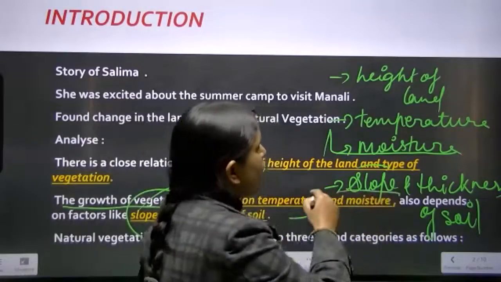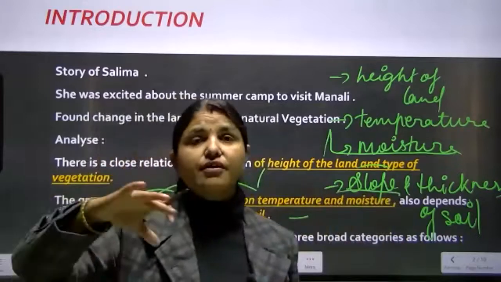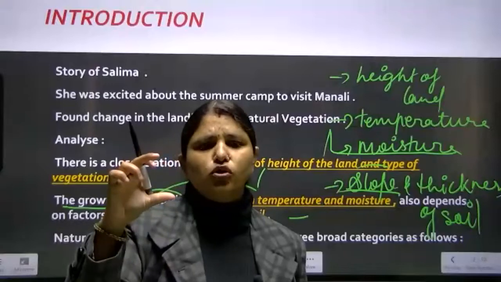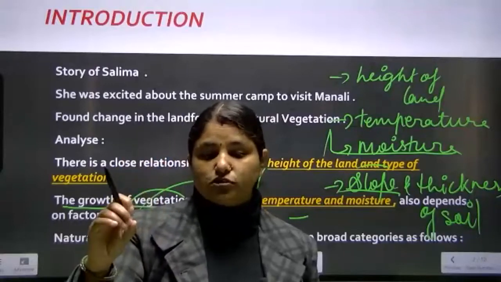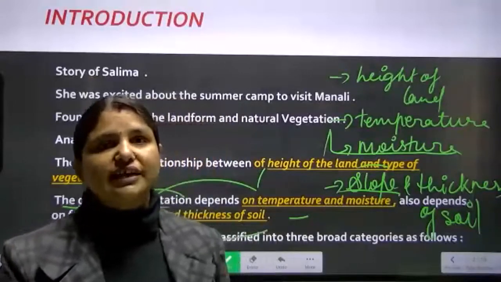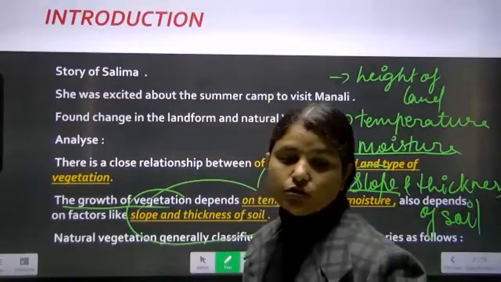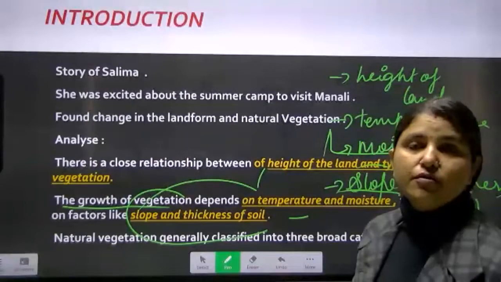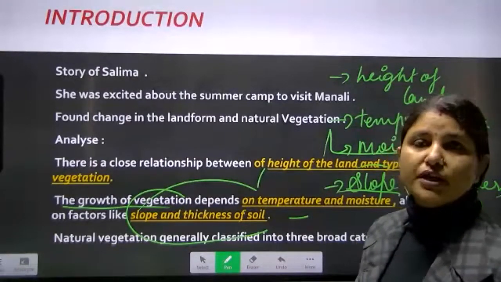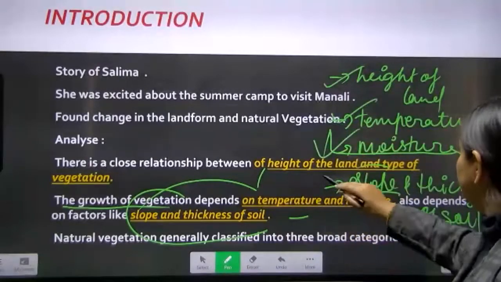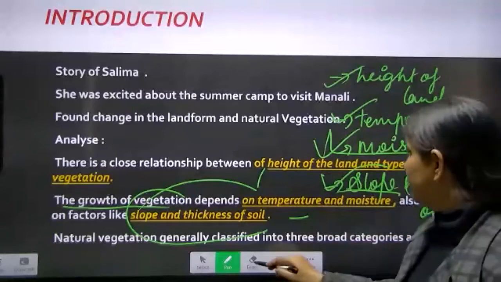And slope, we can say dhalan, which type of slope is there, or whether the thickness of the soil is more or less, these are also factors which affect the vegetation we find there. So if anyone asks you which factors affect the vegetation of a particular area, you can say height of the land, temperature, moisture, slope and thickness of the soil. I hope students this is clear to you all.